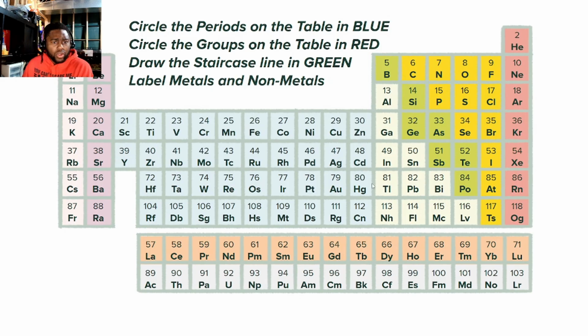Okay, so if you had the opportunity to print this out, what you can do is look at circling the different periods on the table in blue.